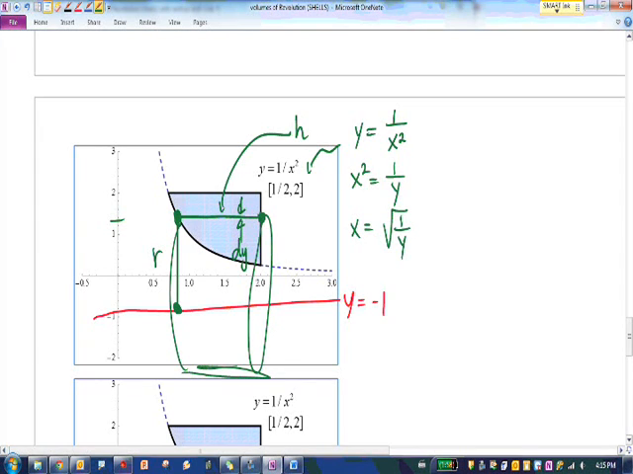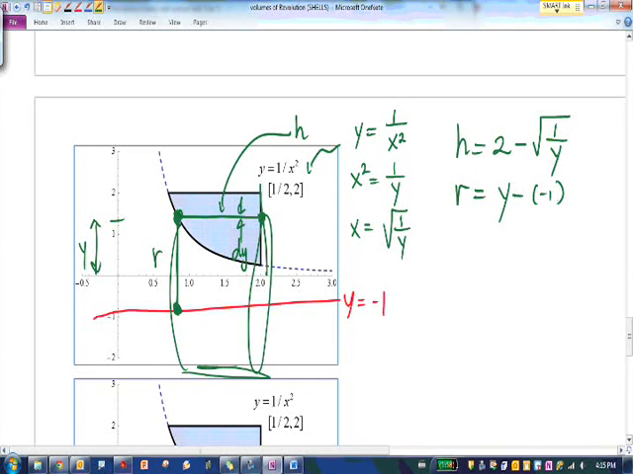Okay, so now h is right minus left. The one on the right is this line, which is 2. The graph on the left is this graph, which is minus the square root of 1 over y. R, again, is from a random spot to the axis, so it's top minus bottom. On top is y, because that's a random spot, and on the bottom is minus -1. So there's your h and there's your r.